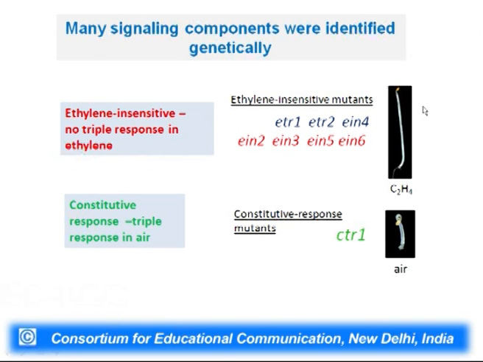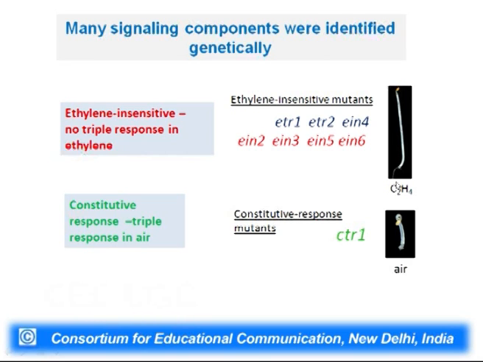A lot of mutants have been identified that way. Here I am giving you a list of some of them. They are ethylene insensitive mutants, and they are ETR. ETR stands for ethylene receptor. There are ETR1, ETR2, then EIN4, EIN2, EIN3, 5 and 6, where ethylene does not impact the growth, and the seedling is tall.